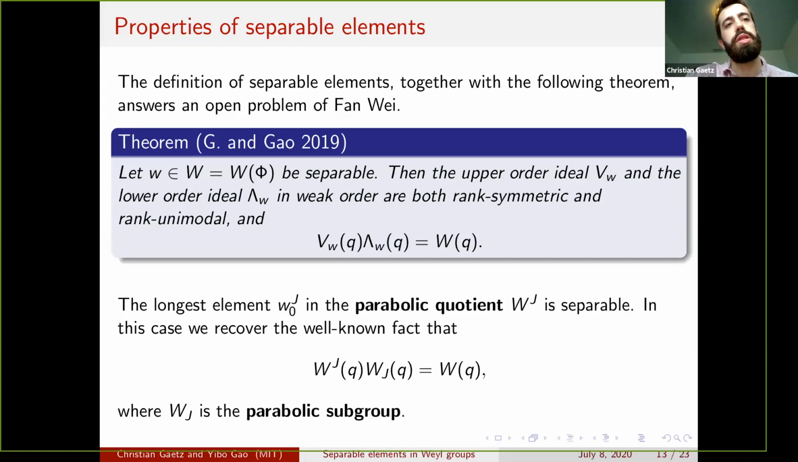One case of particular interest is that the longest element, so this is the element of maximal length in a so-called parabolic quotient, if you know what this means, is always separable. And in this case, we recover this well-known fact that the length generating functions of a parabolic quotient and parabolic subgroup multiply to that of the full group. You might think that there's in fact a stronger statement, which is that if I multiply these group elements by these group elements, I in fact have a length additive bijection with the full group. And that will be demonstrated later for what the proper analog of that statement is.